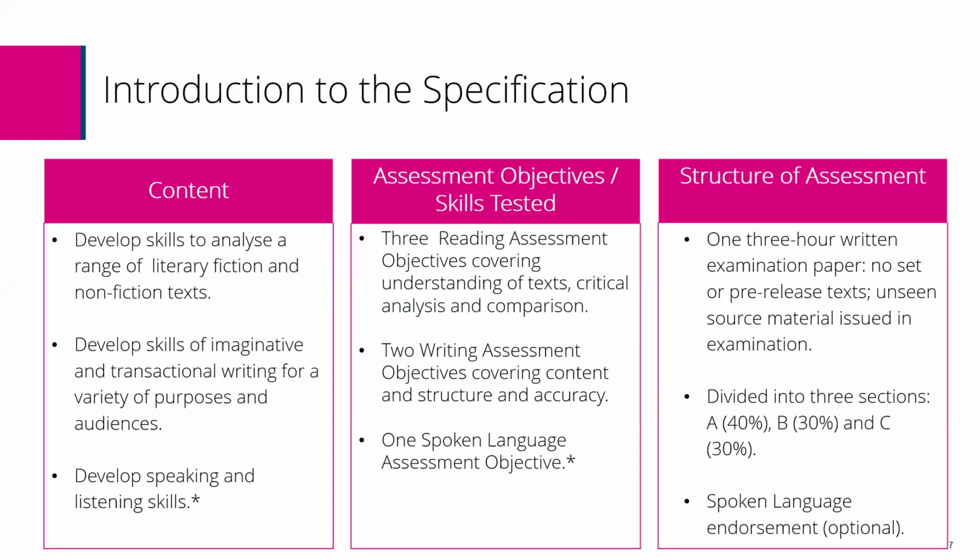So the spoken language endorsement is optional. It appears for candidates on the front of their certificate as either a pass, merit, or distinction. So assessment objectives and skills. There are 3 reading assessment objectives, AO1, AO2, AO3, which I'll be talking about more as we go through the training today. And they cover the understanding of text, critical analysis, and comparison. And then there are 2 writing assessment objectives that cover content and accuracy. And that 1 spoken language objective if you're doing the endorsement.